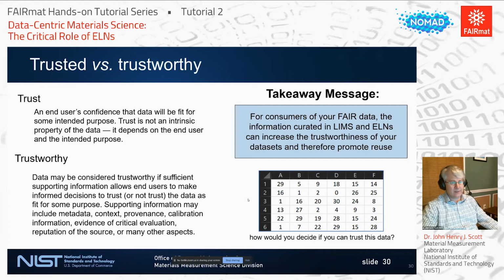And so the metadata that you might put into your LIMS or ELN system is absolutely essential to being able to trust the data. But a subtle aspect here is that trust itself, these are my words, it's maybe not the best definition, is an end user's confidence that the data will be fit for some intended purpose. Now, when you think about it, this means trust is not an intrinsic property of the data itself. It's rather a property of the user of the data. It depends on the end user. The end user makes that trust decision depending on what they intend to use the data for.